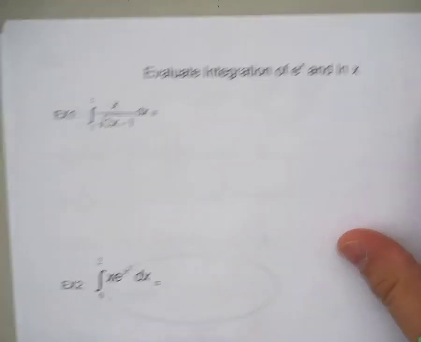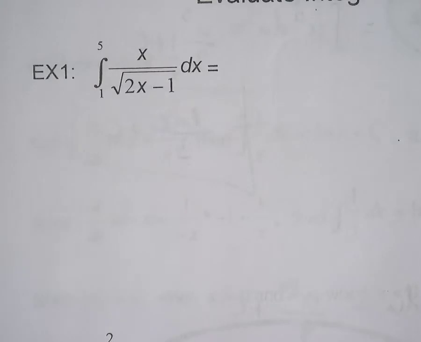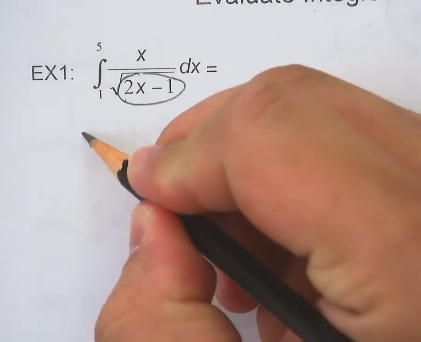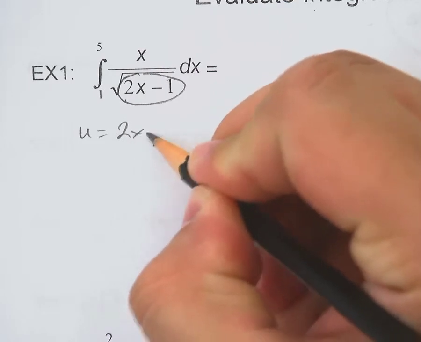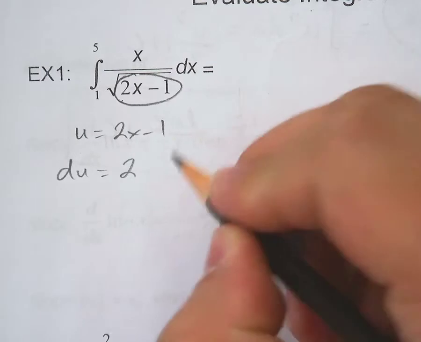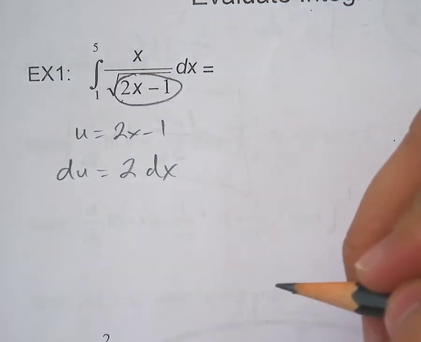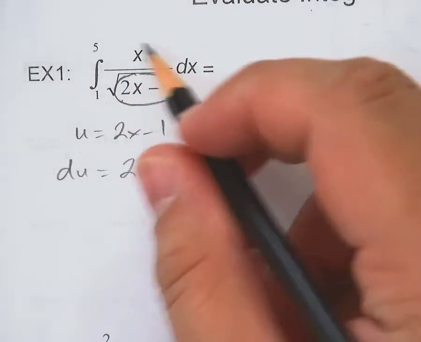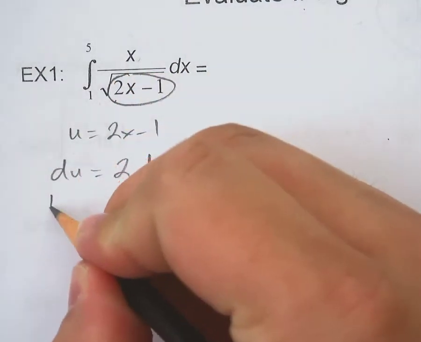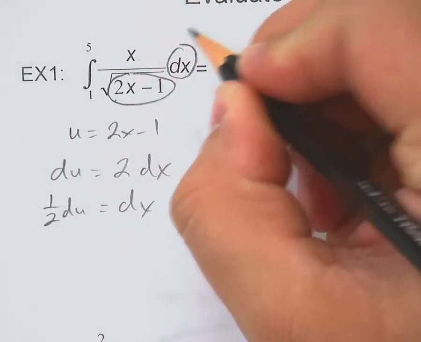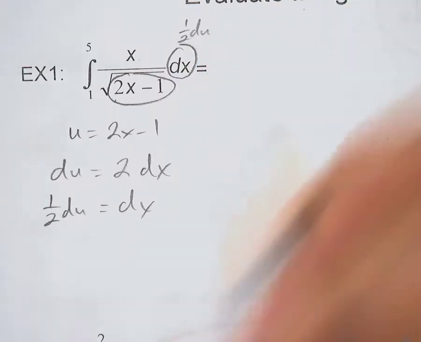So we have limits of integration 1 to 5. Let me zoom in here. There we go. So the first thing I'm going to do is call u 2x minus 1. So du is going to be 2 dx. All right. And we don't have a 2 outside of my u value, so I'm going to have to get rid of that. So we'll call this 1/2 du is dx. So this guy right here is 1/2 du.